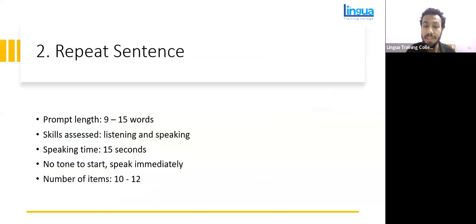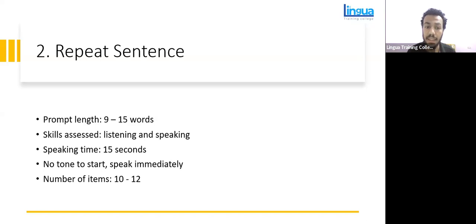Second question is repeat sentence. And in repeat sentence, you have a sentence to listen to, and then you start to repeat what you hear. You don't have to listen to a beep. There's no beep, so you can start right after you finish listening, you need to start speaking. And you have a text or an audio that goes somewhere between 5 to 15 words.